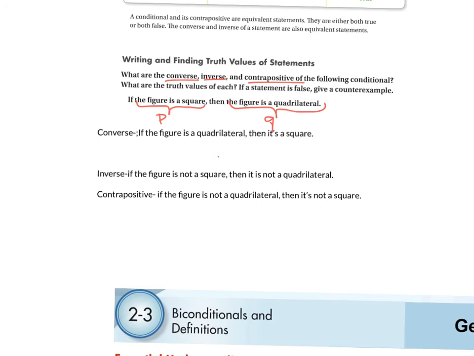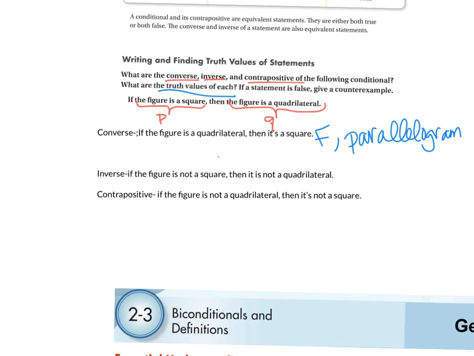And so now we need to find the truth values of each. And if it's false, we need to give a counterexample. So if the figure is a quadrilateral, then it's a square. Well, that's false. It could be a rectangle. It could be a parallelogram. Let's just say that one. A parallelogram is an example of a quadrilateral that is not a square.